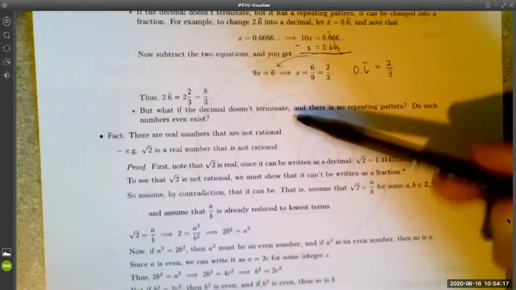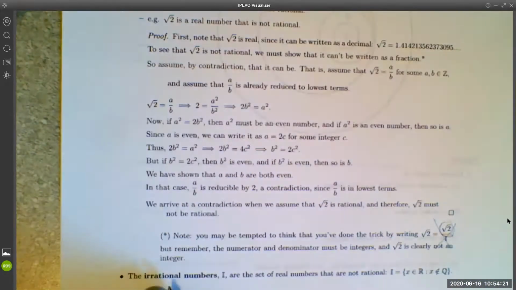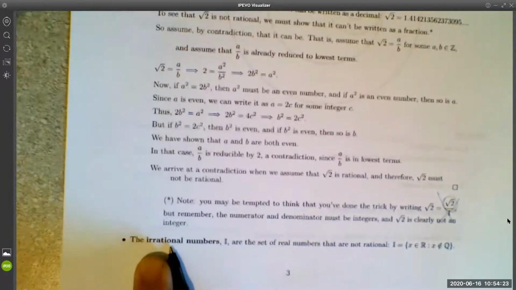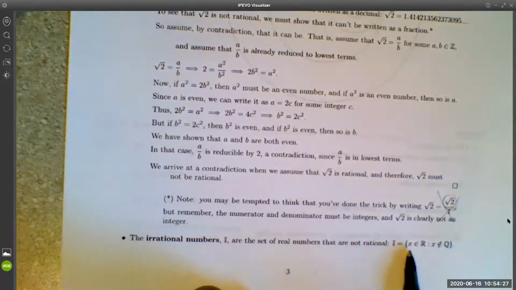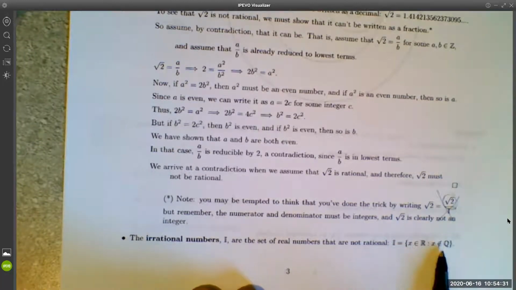So the fact is that there are real numbers that are not rational. Real numbers that are not rational are called irrational, and we use I to denote those. So the irrational numbers are the set of all real numbers that are not rational. Okay.